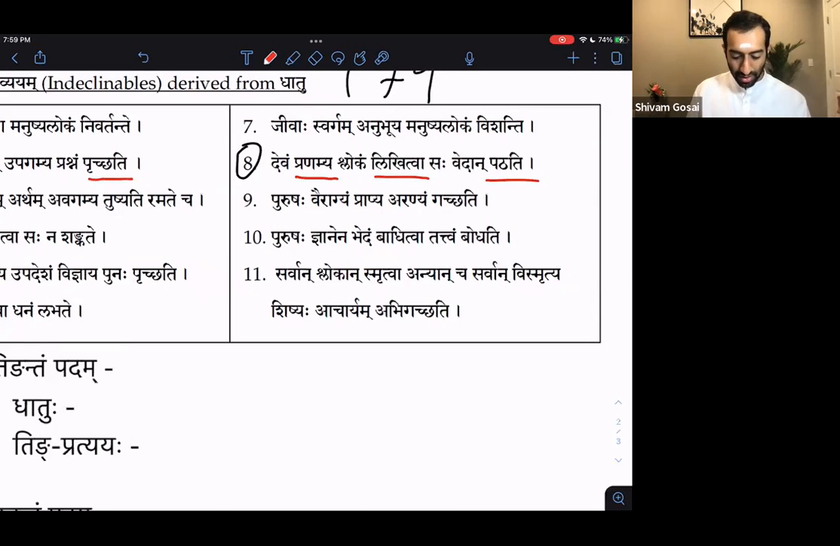Okay, let's start. We don't know which happens first between pranamya and likhitva. We don't necessarily know. We know that these happen before patati. But generally, the author will write this in order of time. When it comes to shlokas, the order might be mixed up to meet the meter. But when writing prose, oftentimes it comes in order of time. So, Devam pranamya.